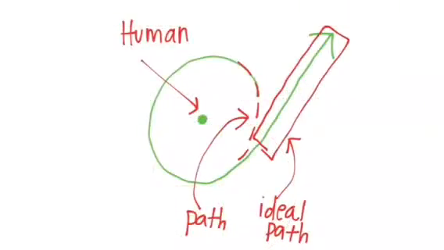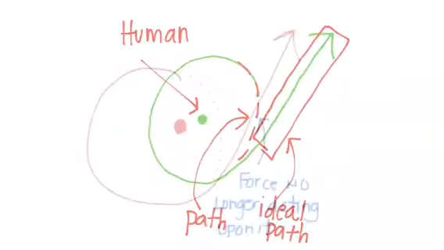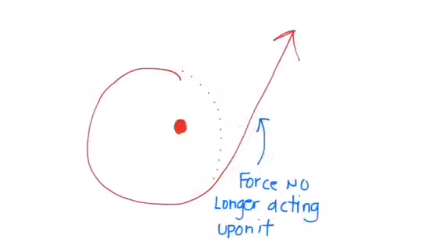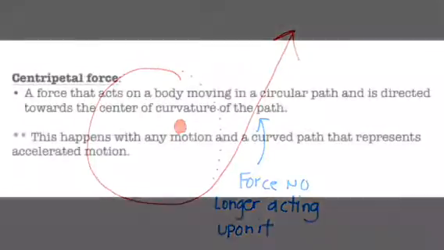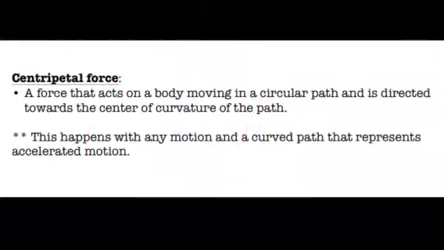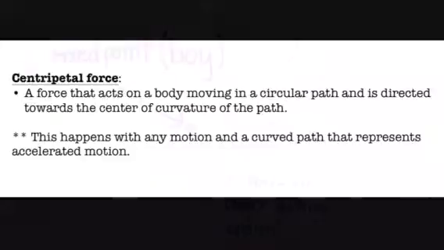Without the centripetal force, the object would not go in a circle because the velocity would take it in a straight line. Just like when he lets go of the chair, it continues in a straight line and not a circle. Centripetal force is a force that acts on a body moving in a circular path and is directed towards the center of curvature of the path. This happens with any motion in a curved path that represents accelerated motion.